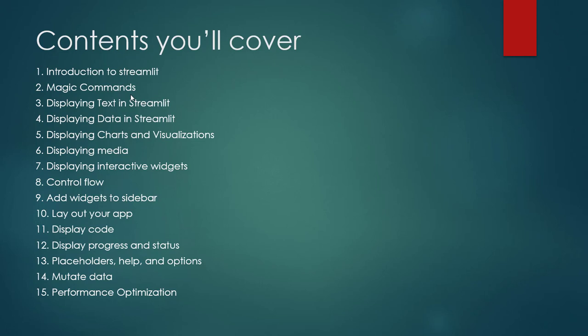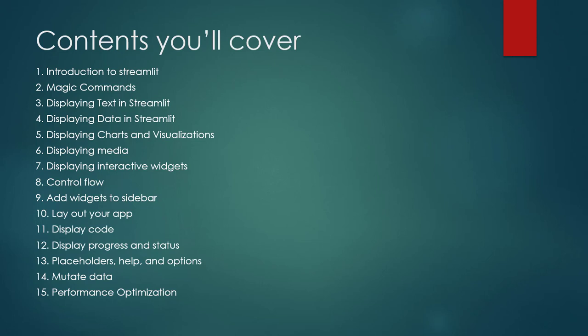We'll then learn about control flow. And then we will learn how to add widgets to the sidebar. We will learn the basic layout of our application. Then we will learn how to implement display code. And then we will learn also how to display progress and status. Then we will learn about placeholders, the YAML functions, and the options. We will learn about how we mutate data. And lastly, we will learn about performance optimization in Streamlit.